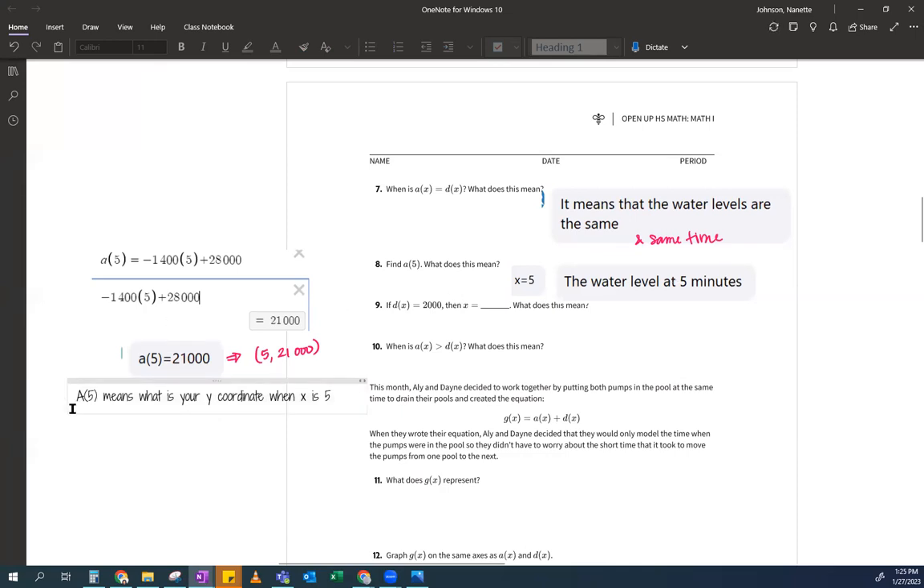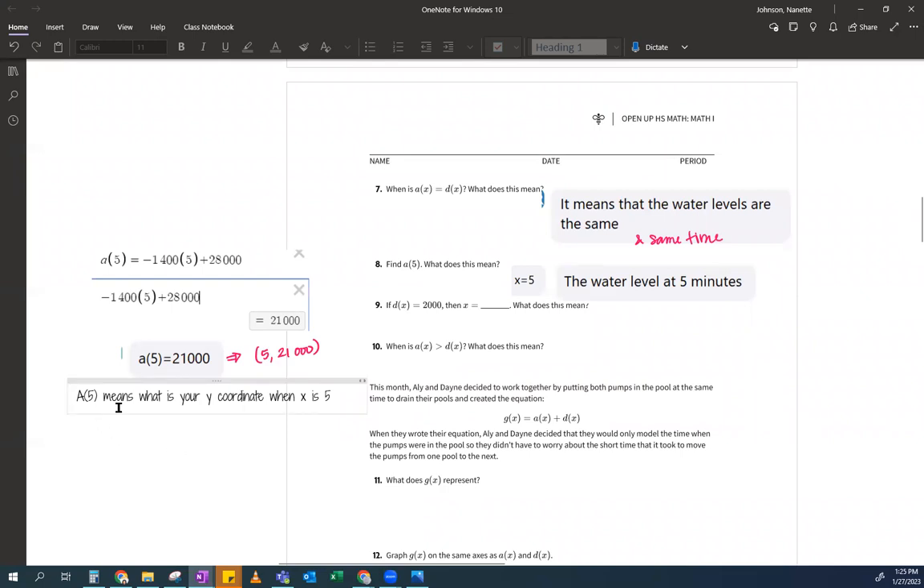Okay. If you know how to look at this, then the thing that I'm teaching right now in Integrated 2, you're going to be good at, because there are very similar things. Same with Integrated 3. Okay. So D of X equals 2000. What do you think D of X equals 2000 means?